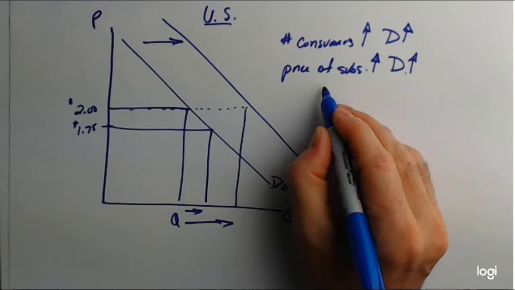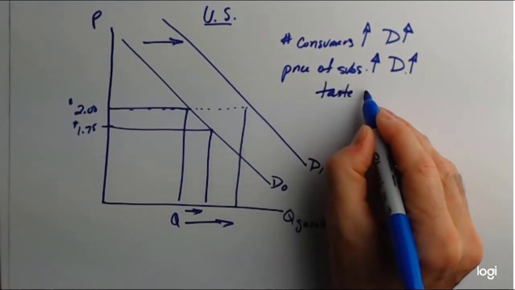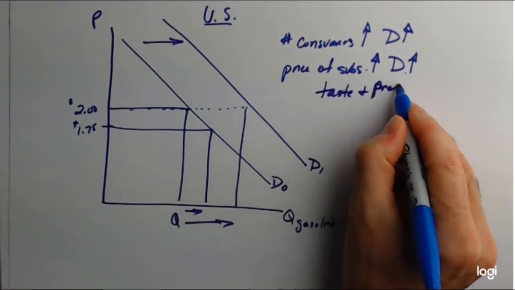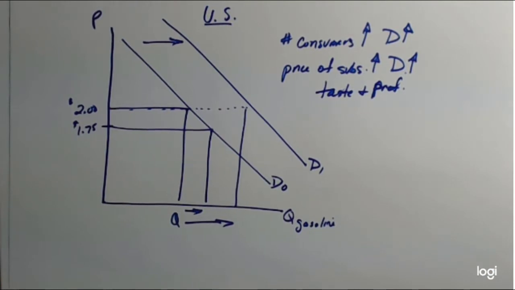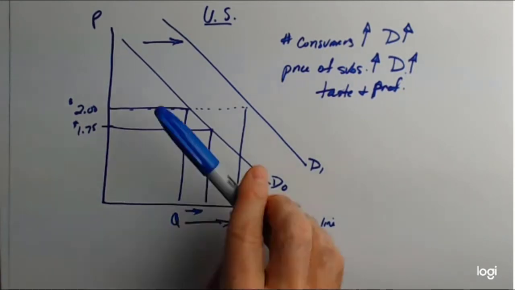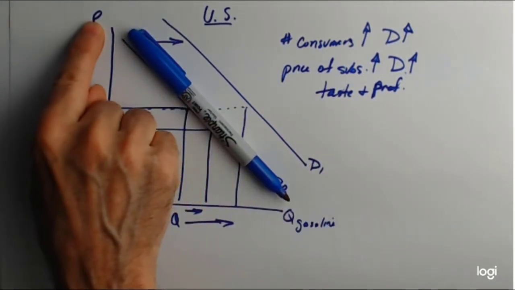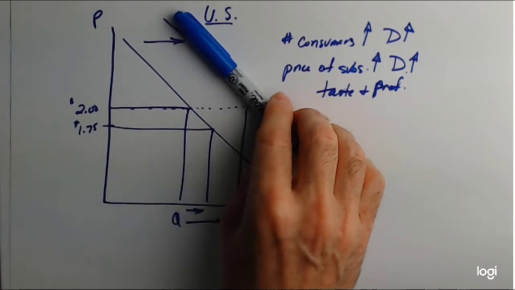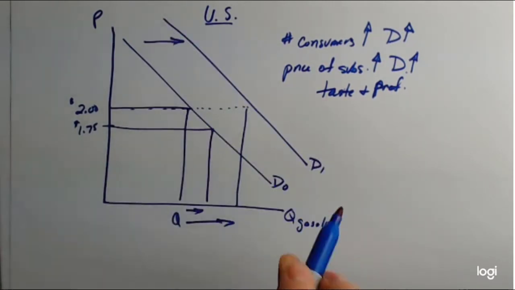You also could have tastes and preferences of consumers. Now, you know, in the summer, people tend to drive more, gasoline demand goes up. And so that demand curve, we're not changing price, it's going to move this demand curve out. Okay? Tastes and preferences, especially around seasonality, could have a big impact on demand. Now, that's just the demand curve. Let's go into the supply curve.